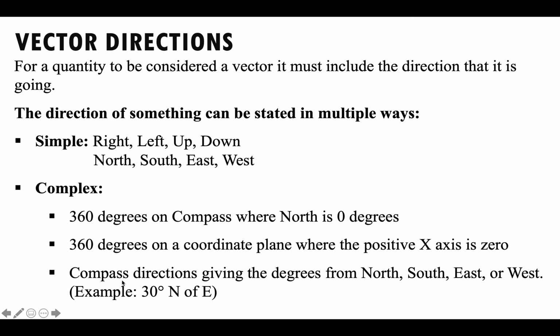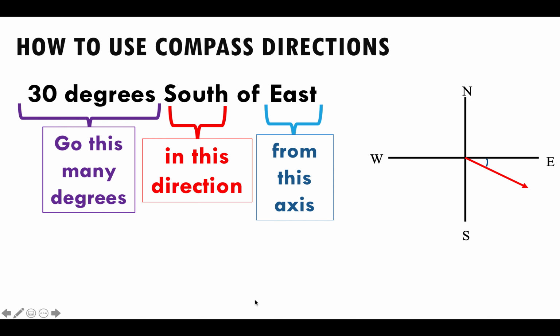So this is the one you're going to need to learn how to use, is compass directions, where you're giving the amount of degrees you're going from either the north, south, east, or west axis. And it'll be phrased as saying how many degrees above or below that axis. So like 30 degrees north of east tells us we're 30 degrees above the east axis. And I'm going to explain that on this slide.